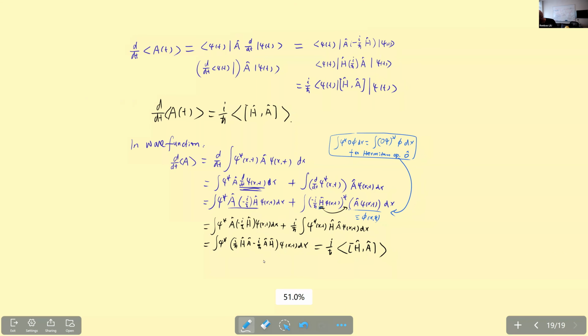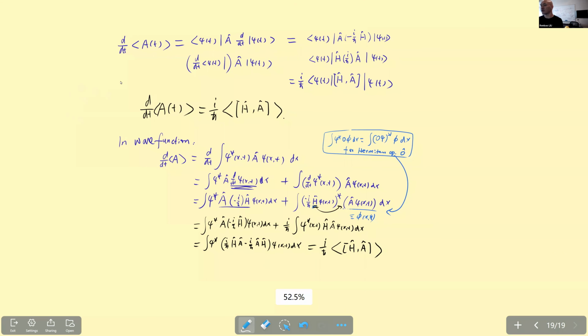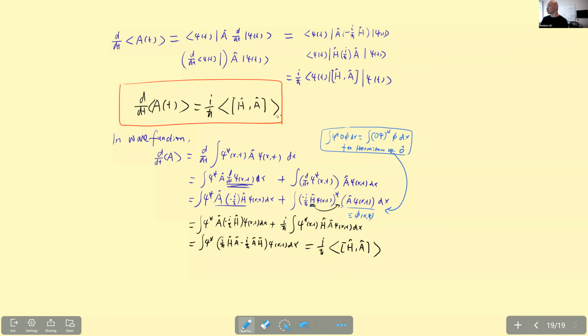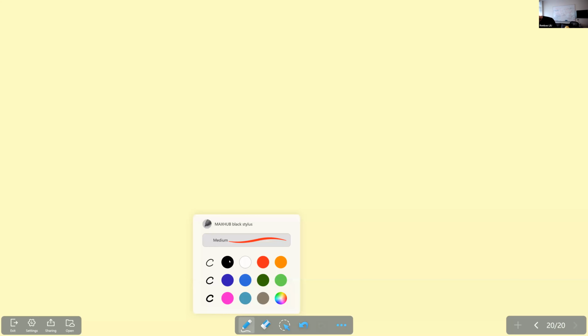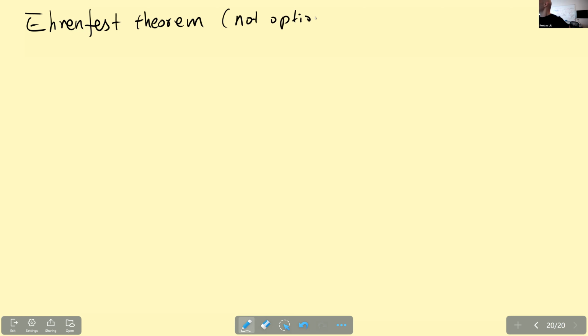Okay, so that's the important formula we have, and we have two proofs, this way or this way. They both prove it, right? Now from this one, we can actually have a very simple application. Remember in the previous lecture we said that the Ehrenfest theorem. Now this is not optional anymore, because it's very simple.